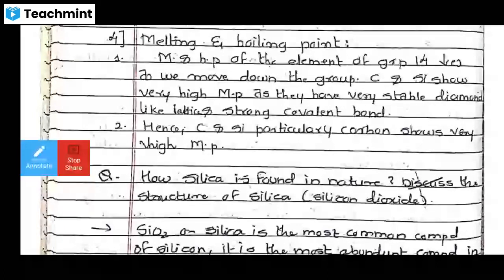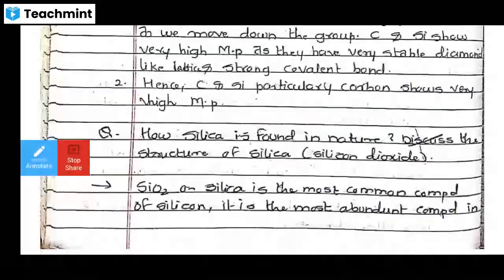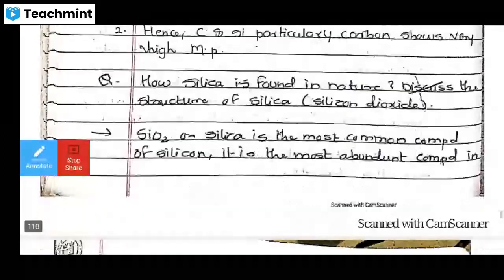So the melting point and boiling point of the elements of group 15 decrease as we move down the group. Carbon and silicon show very high melting points, and they have a diamond-like strong covalent bond. We know that diamond has the highest melting point, requiring the highest temperature for melting this compound. So carbon and silicon, particularly carbon, show high melting points.